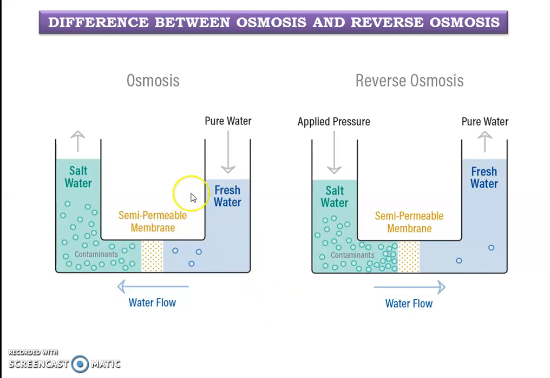This slide will help you understand the difference between osmosis and reverse osmosis. This image is with respect to osmosis. Here, fresh water is on this side and salt water is on this side, with a semi-permeable membrane in between. Due to the osmotic pressure, the fresh water will move towards the salt water because it is a highly concentrated solution.